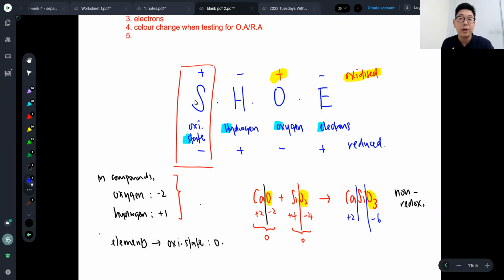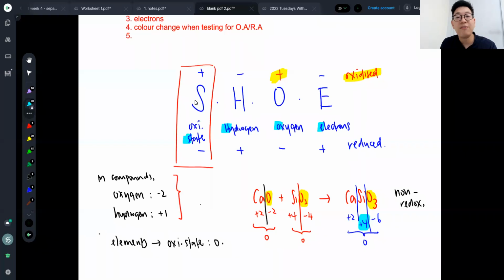Once again, for all metals, when they form compounds, group 1 metals are always +1. Group 2 metals are always +2, no change. Group 3, +3. And you want the overall compound to be 0, and therefore this must be +4.